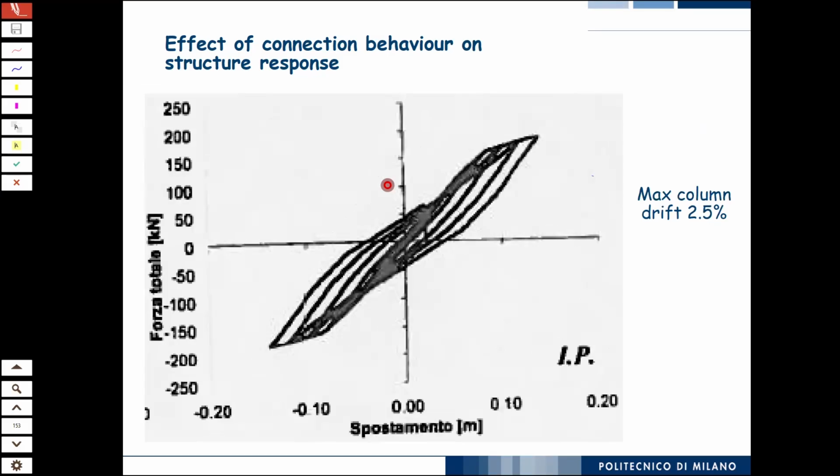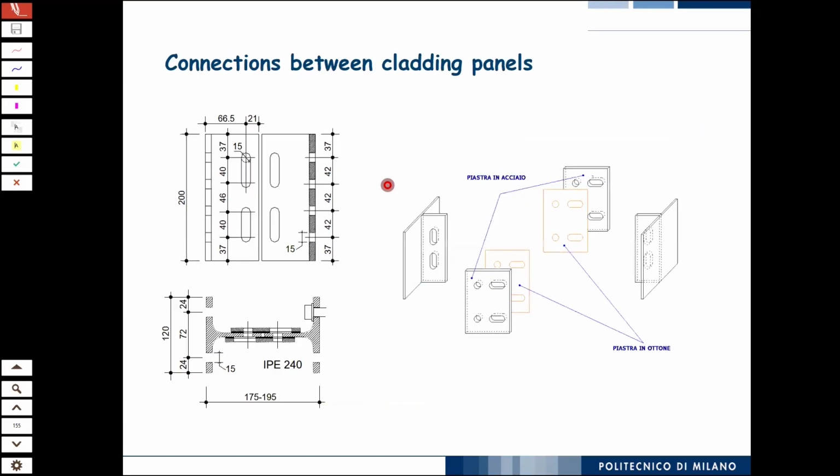And here you can also see this in terms of maximum drift. So this was to show you how the design of the connection, that is the design of a simple component, transfers to the scale of the design of the structure.